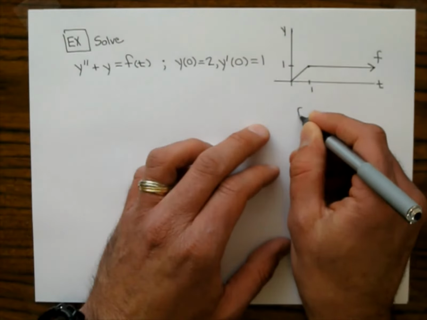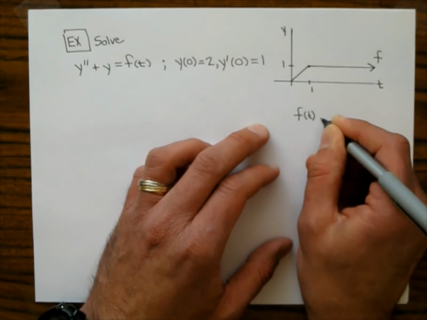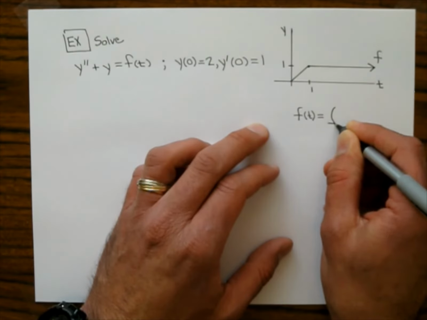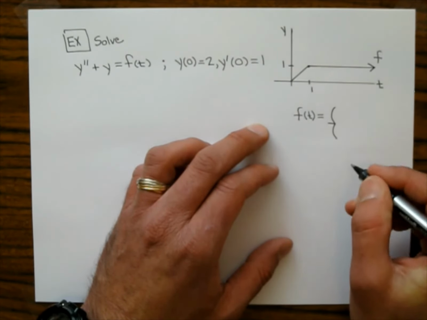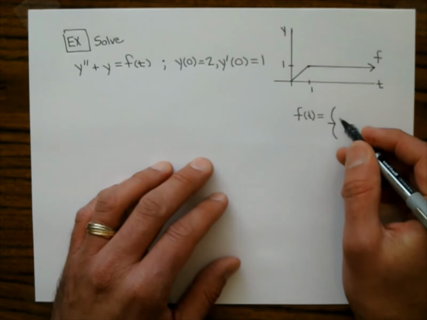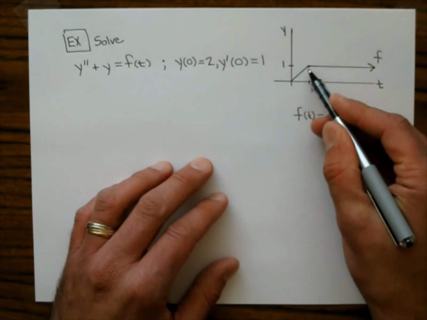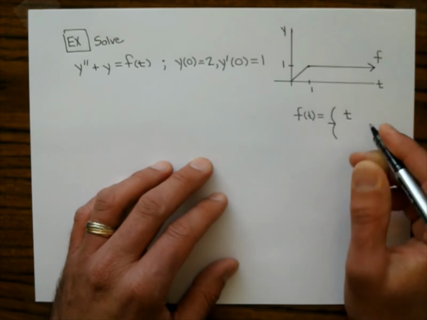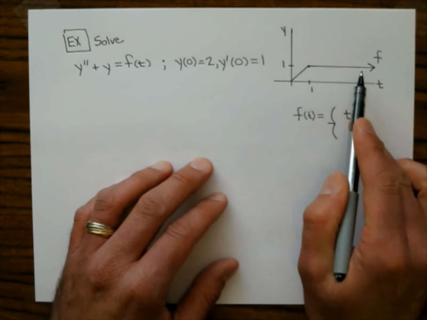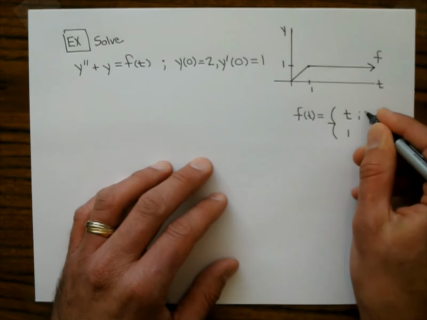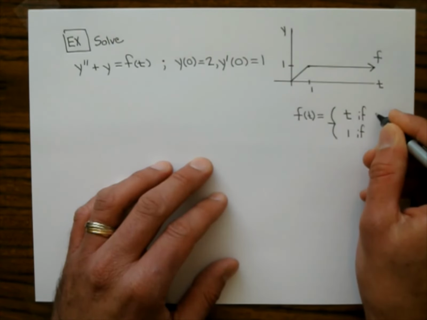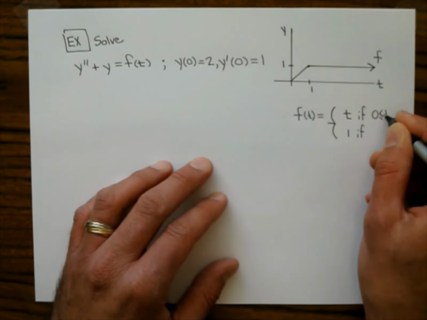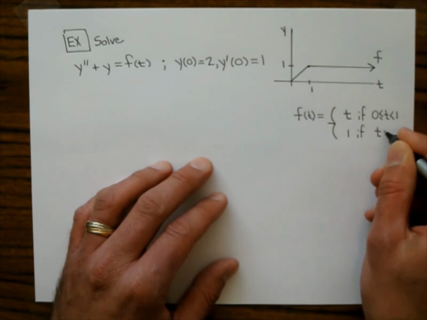You could, if you want, write out the piecewise defined functions. Some may be able to go from this picture right to what we want. So f of t is, well, this looks like it has slope 1. It's just going to be t. And then the rest of the way it's going to be y equals 1. This is t between 0 and 1, so 0 less than or equal to t less than 1, and then this is t greater than or equal to 1.